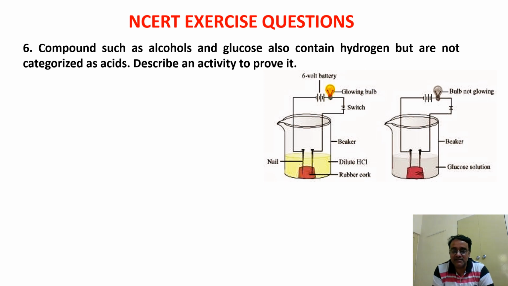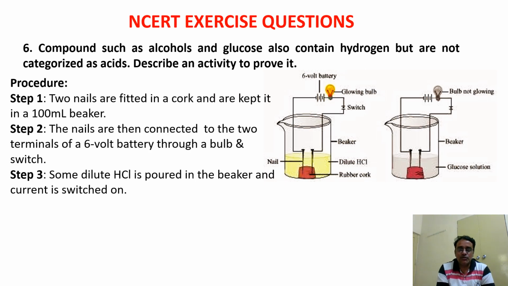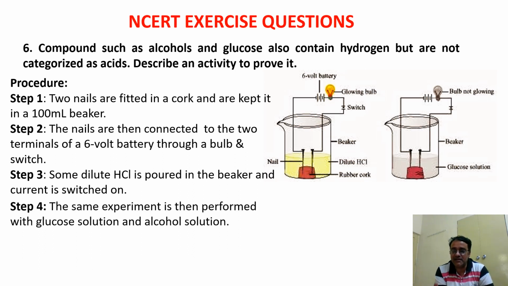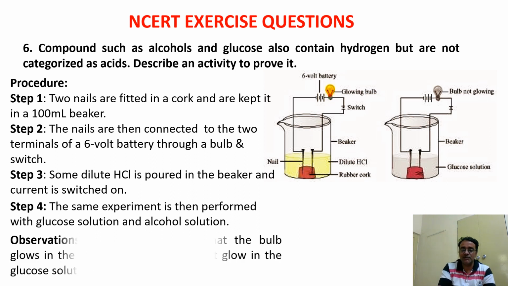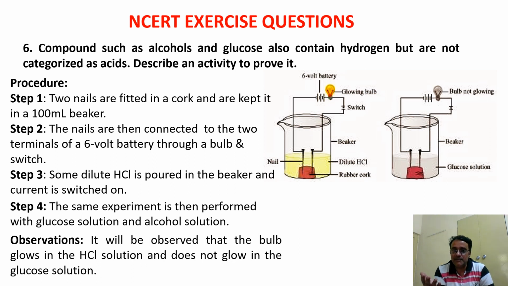So we'll take two beakers. In one beaker we will keep hydrochloric acid, okay. Two nails are fitted in a cork and are kept in a 100 milliliter beaker. The nails are then connected to the two terminals of a 6-volt battery through a bulb and one switch. Some dilute hydrochloric acid is poured in the beaker and current is switched on. The same experiment is then performed with glucose solution and alcohol solution. It will be observed that the bulb glows in the hydrochloric acid solution and does not glow in the glucose solution, okay.